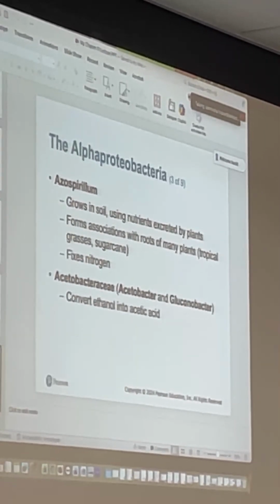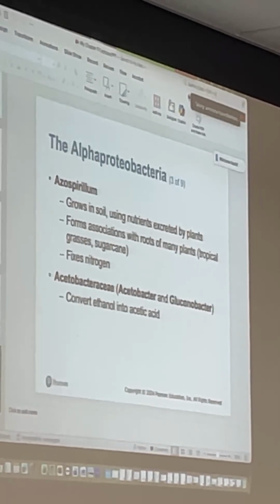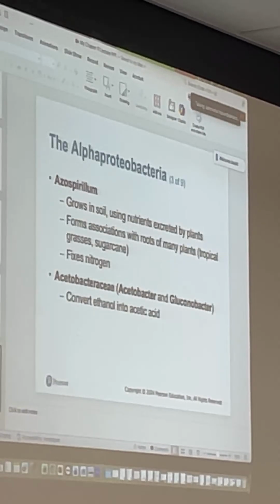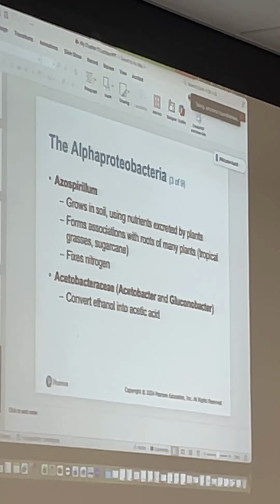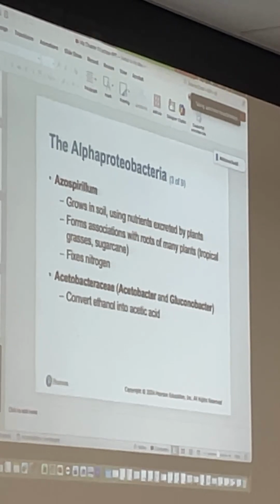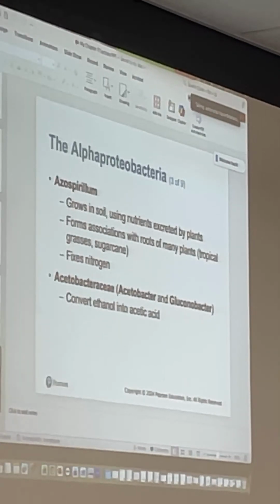Okay. So then we have the Acidobacteriaceae. This is a combination of Acinetobacter and Gluconobacter, and these guys are involved with converting ethanol into acetic acid. What's that? We've learned about that before. Yes, vinegar is definitely acetic acid, but what's that process called where we're able to convert ethanol into acetic acid, or vinegar? Fermentation. Which one of those fermentation processes?